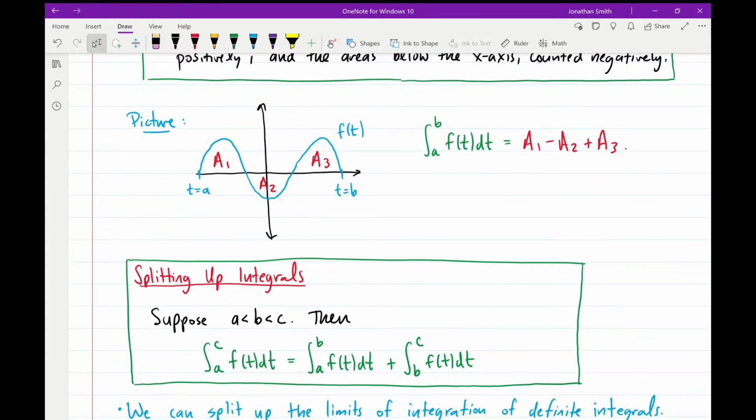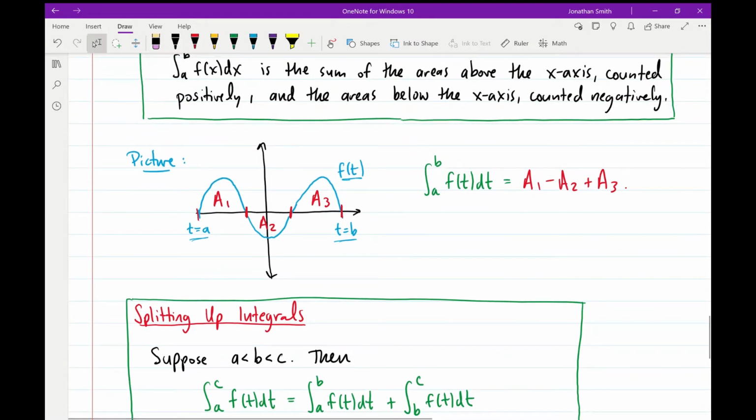So let's say that we have this function f of t in blue graphed on our coordinate plane here, and we have our endpoints t equals a and t equals b. We're going to let this area from t equals a to this point right here be called A1, and the area from that point to the next point A2, and then from that point to t equals b, we'll call that A3.